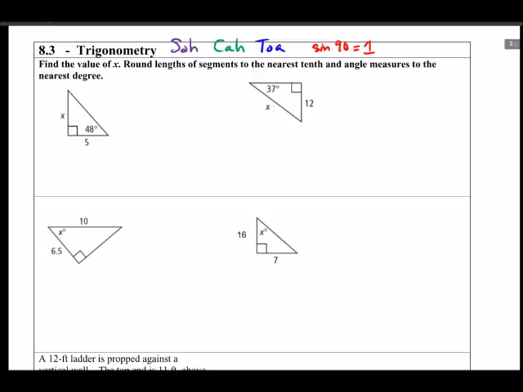So first thing we do, we mark our angle. So there's our angle. And we label opposite of our angle, hypotenuse, always important, and adjacent to our angle. So which pieces do we have here? We have adjacent and opposite. So we are going to use tangent. So we write our formula.